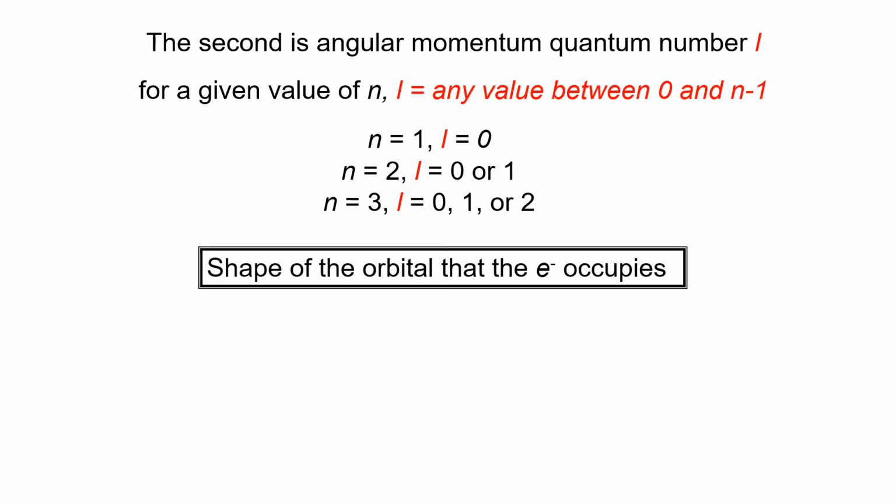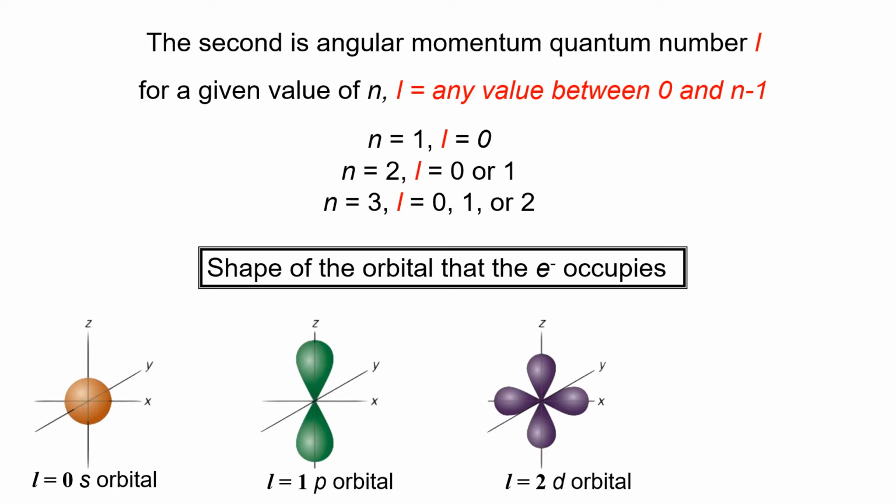What does it actually mean? It actually designates the shape of the orbital that the electron or electrons may occupy. And these come in some very distinct shapes. Let's take a look. When l equals 0, we have this simple sphere that is the s orbital. When l equals 1, we have a p orbital with its two lobes. When l equals 2, we have a d orbital, an increasing number of lobes. And then finally, things get the most complex when l equals 3 and we have the f orbital.